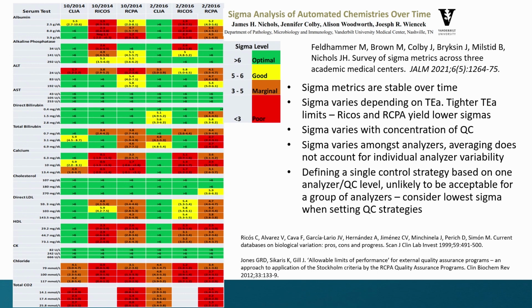Based on this, we could predict a quality control strategy, but if we do it individually by each different analyzer, we're going to come up with different quality control strategies because the sigma metrics are different. So I would recommend, really, if you have a group of analyzers, take the more stringent approach: use the lowest sigma to define your quality control strategy.